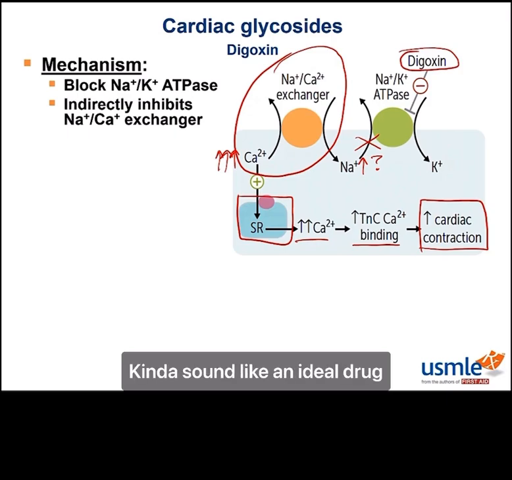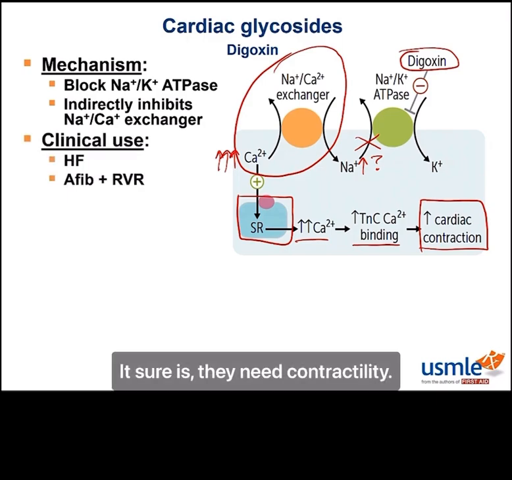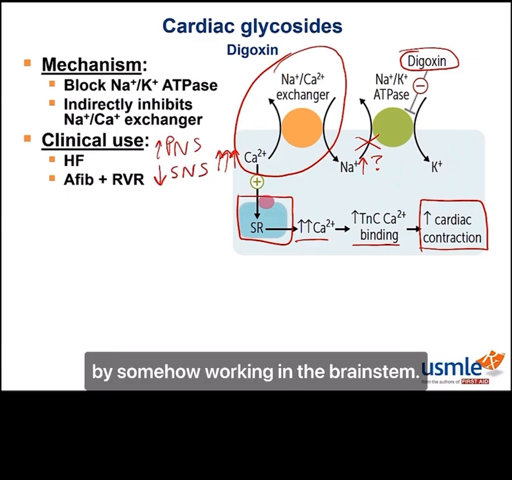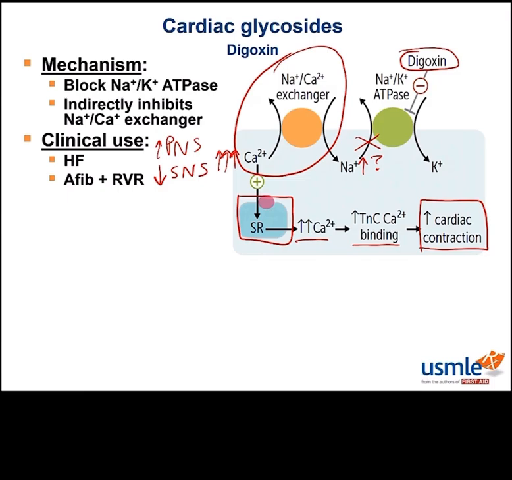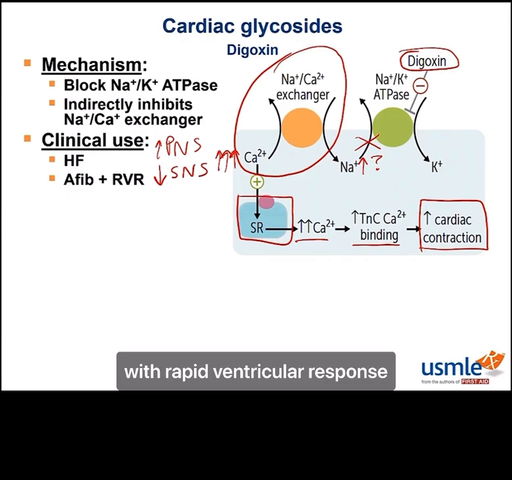Kinda sounds like an ideal drug for someone with systolic dysfunction, right? It sure is. They need contractility. This is not the only mechanism of action of this drug, though. It is not yet completely understood how digoxin increases vagal tone and inhibits the sympathetic nervous system by somehow working in the brainstem. This is helpful in treating atrial fibrillation with rapid ventricular response in a patient with heart failure.